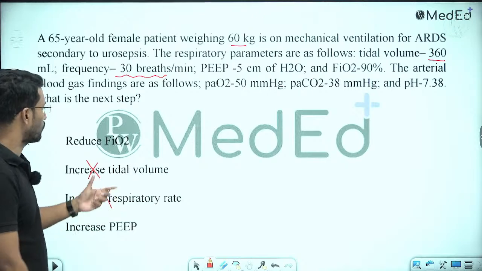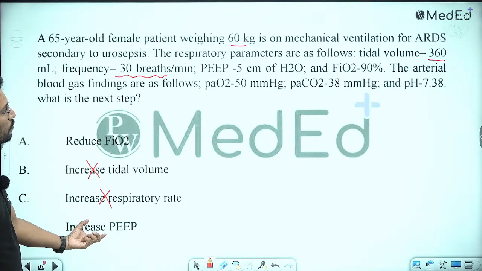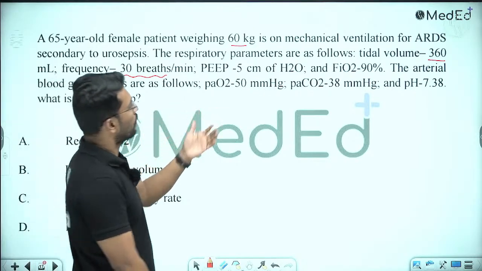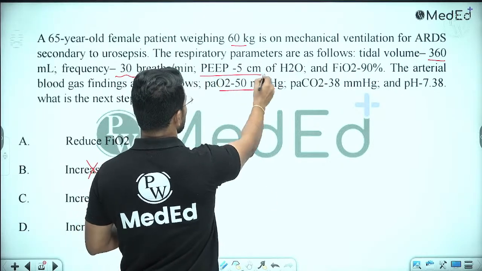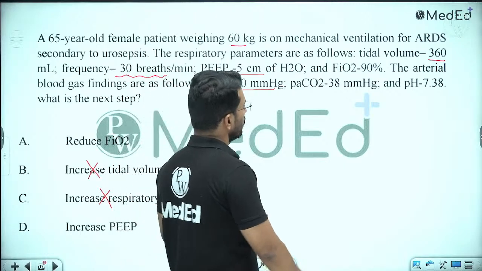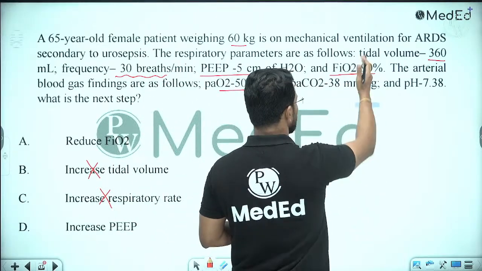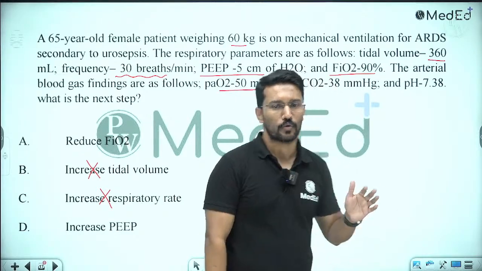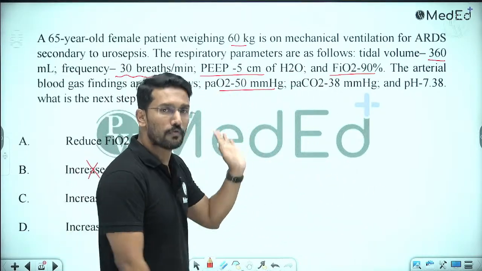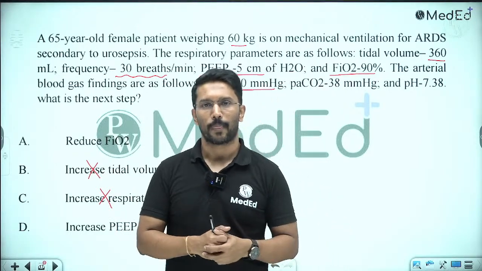I have two choices to think of. Reduce FiO2 and increase PEEP. When I look at the patient's PaO2, it is extremely low, and the PEEP that we are giving is also on the lower side, and FiO2 is high. So I need to certainly lower the FiO2, but how will I be able to lower the FiO2? If I lower the FiO2, the patient is already hypoxic, and saturation will drop further. So it is not going to work.